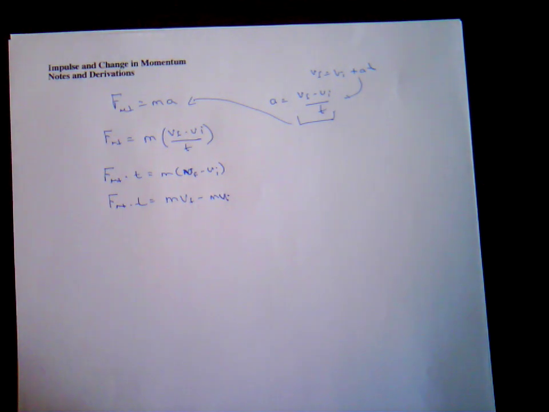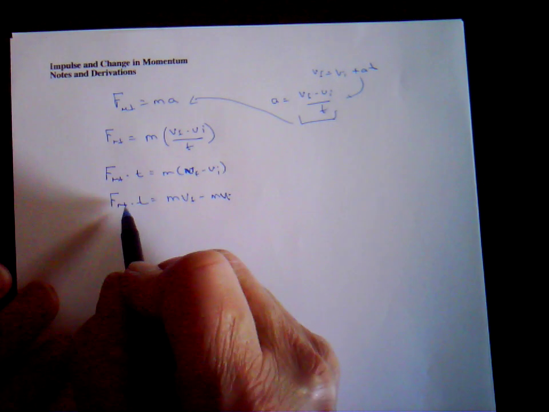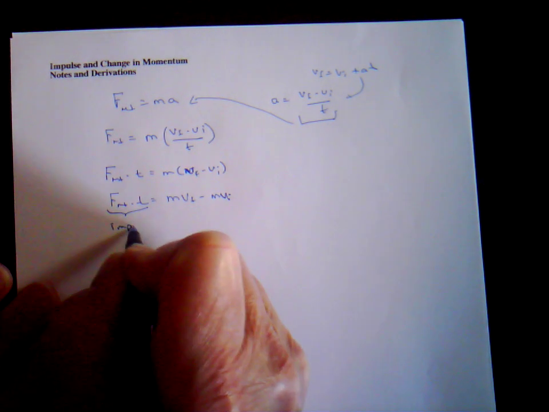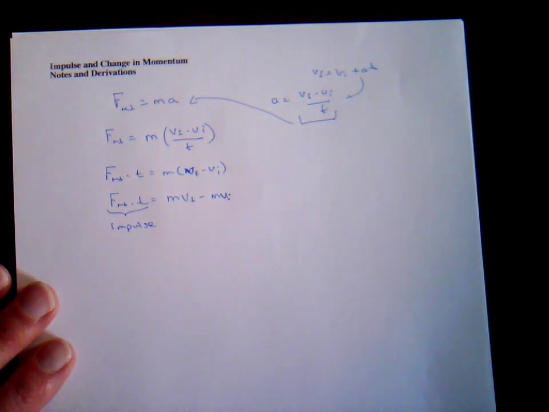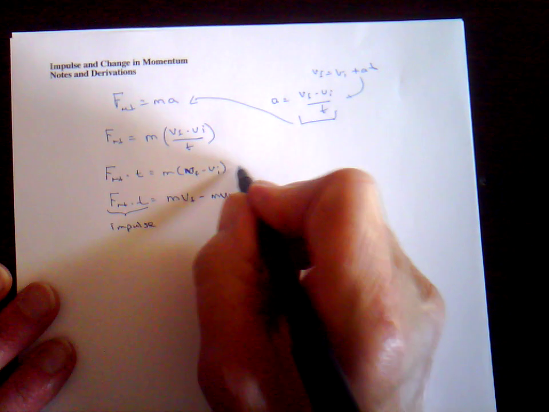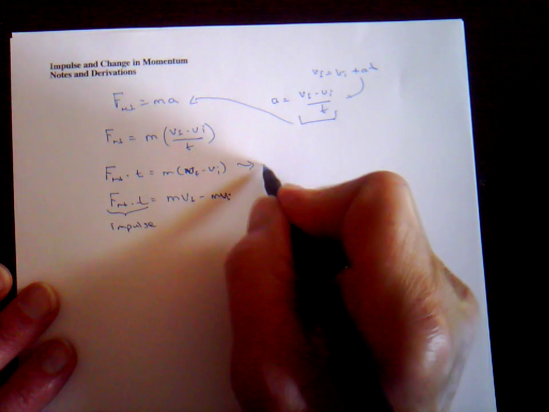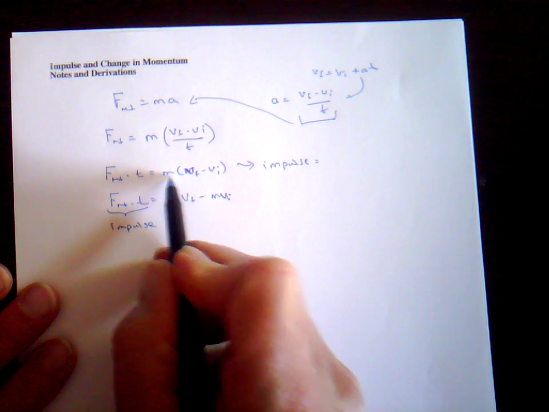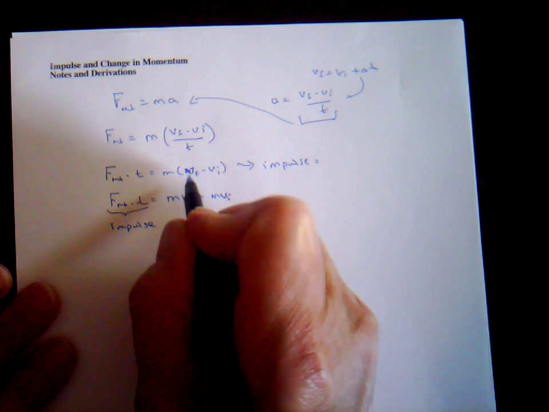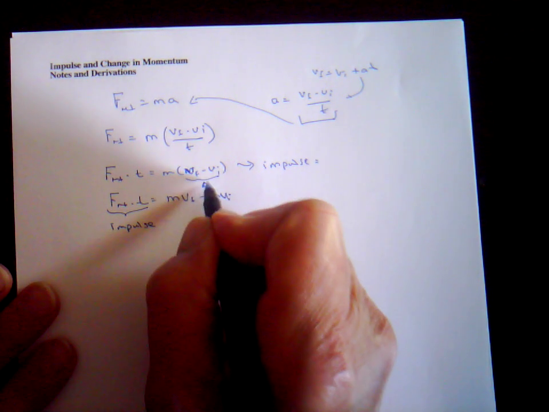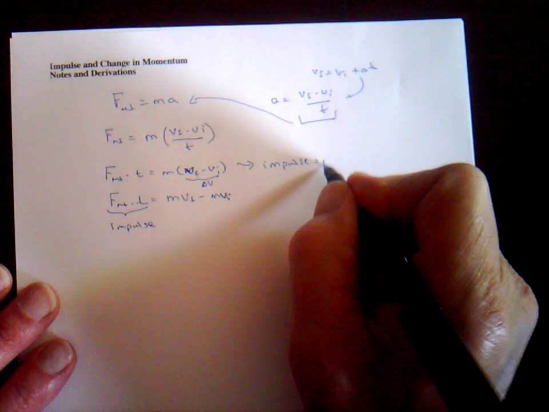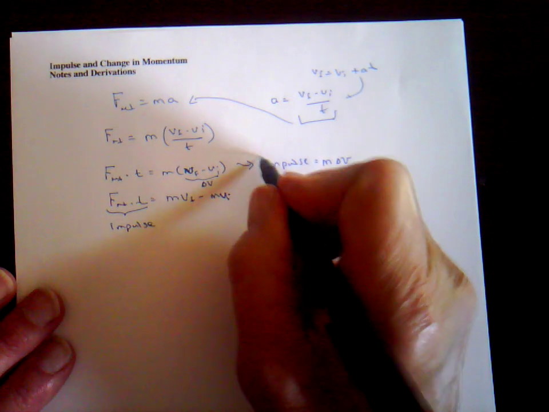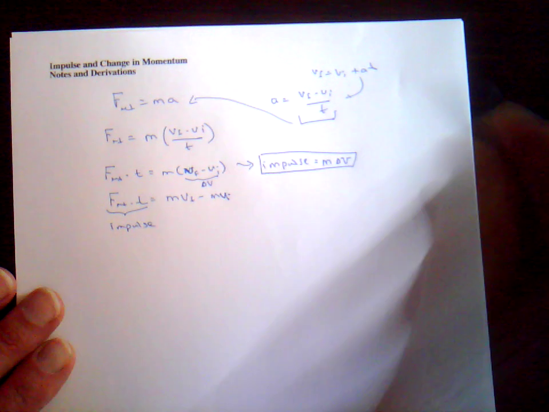Okay? Now, this quantity, net force times time, is what we call impulse. So I'm going to write this. This equation right here, net force times time, on the left side is what we call impulse. And this is mass times V final minus V initial. Of course, this right here, final minus initial, is change in velocity. So this is impulse equals mass times change in velocity. This is another form of the impulse equation.